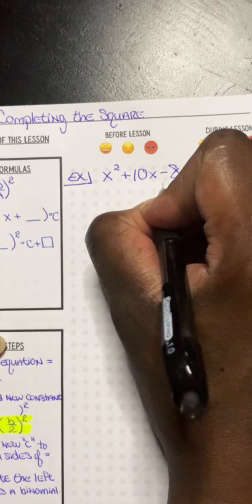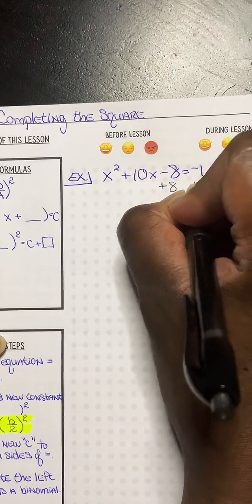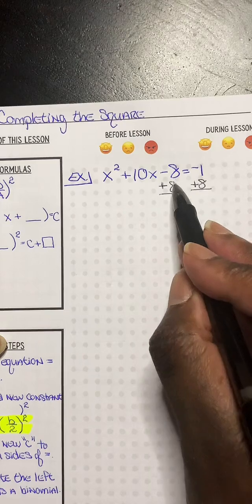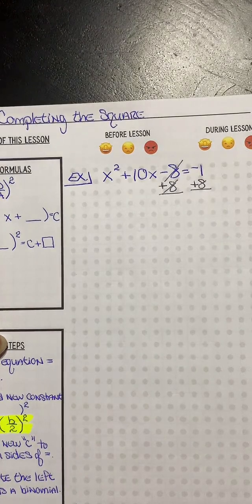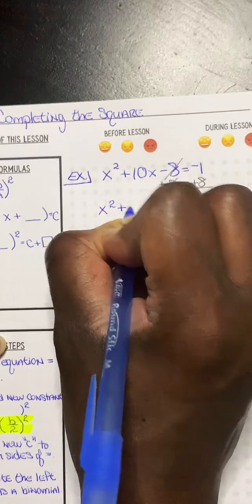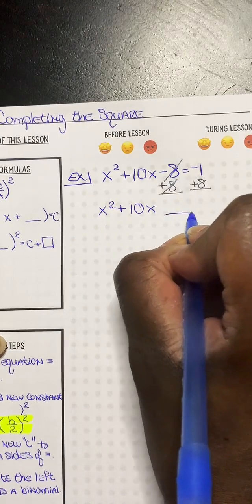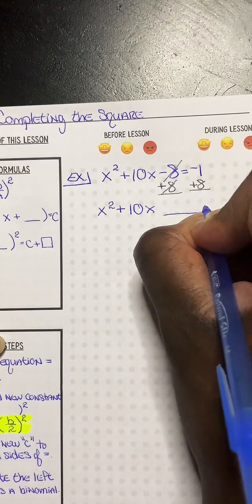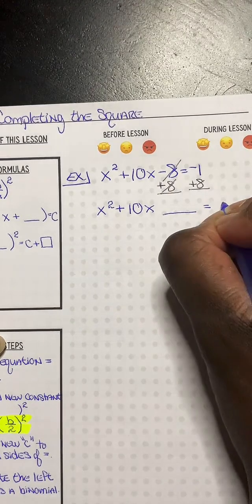So what I do is make sure all my constants are on one side. By doing the opposite of adding 8, the 8s are going to cancel out. So now I have my x squared plus 10x. I'm going to provide a little space for this because I need something to put here to complete the square. Equals -1 plus 8, which gives me 7.